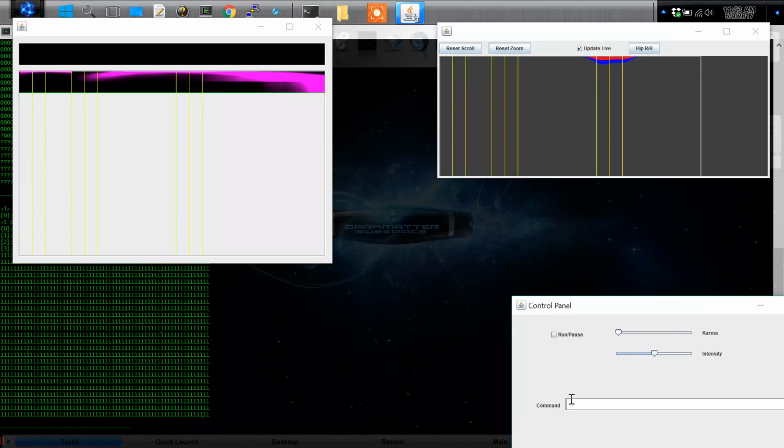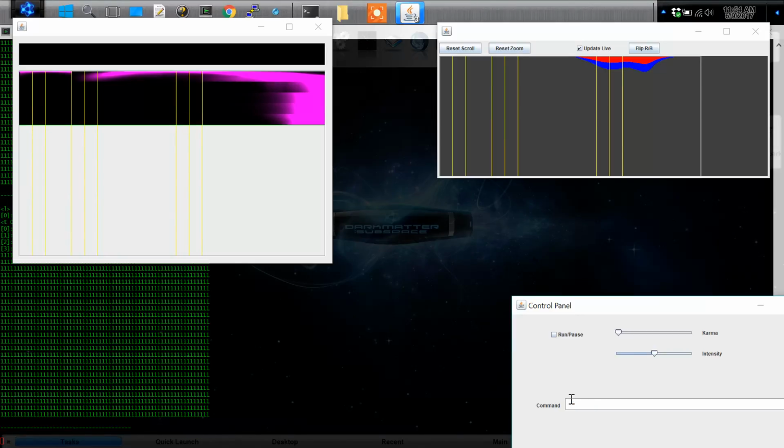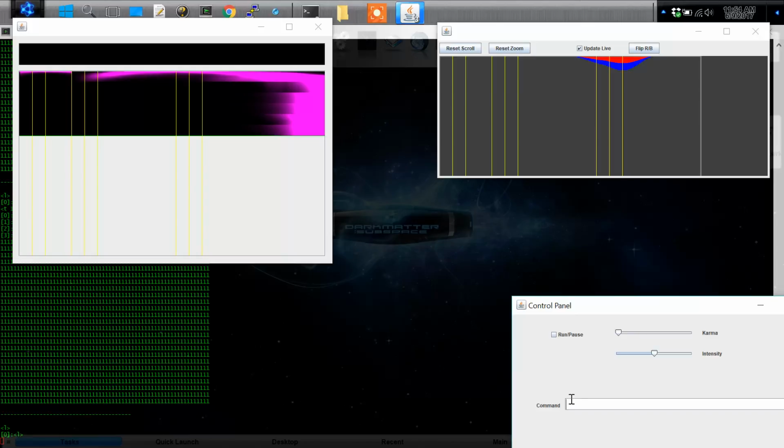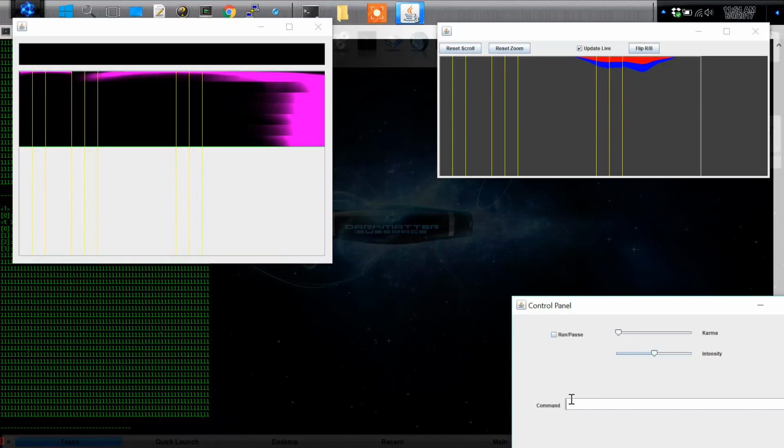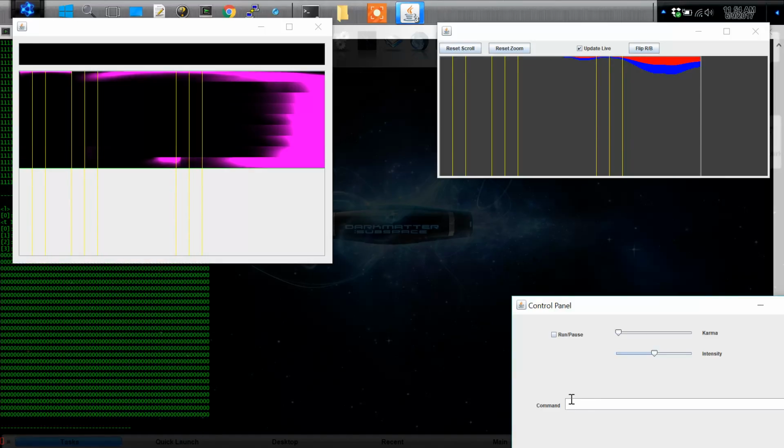So 0, 0, 0, that outputs a 1. I think I didn't run it right last time. So that outputs a 1. Test 0, 0, 1 also outputs a 1. Test 0, 1, 0 outputs a 1. 0, 1, 1 outputs a 1. 1, 0, 0 outputs a 1. 1, 0, 1 outputs a 1. 1, 1, 0 outputs a 1. But 1, 1, 1 outputs a 0.